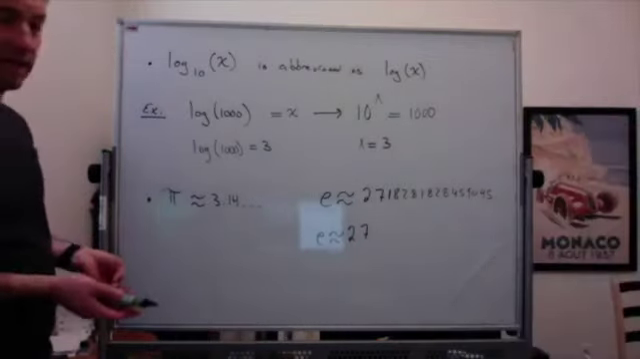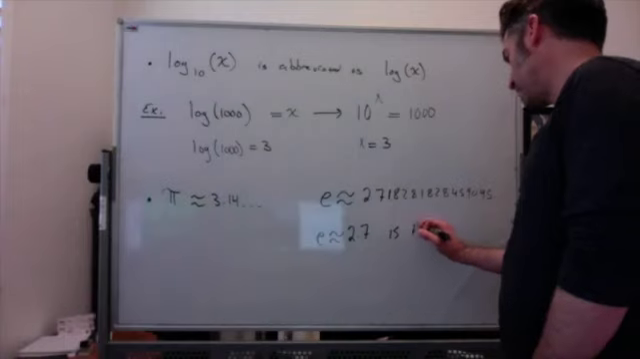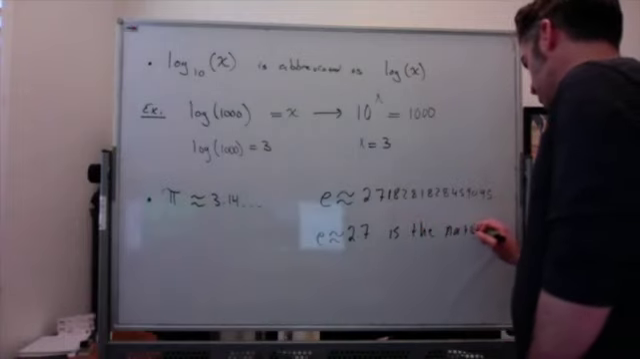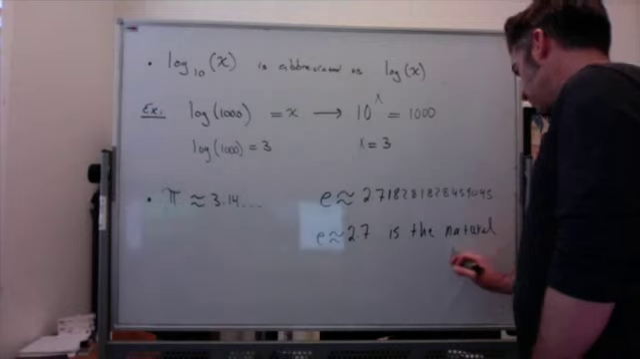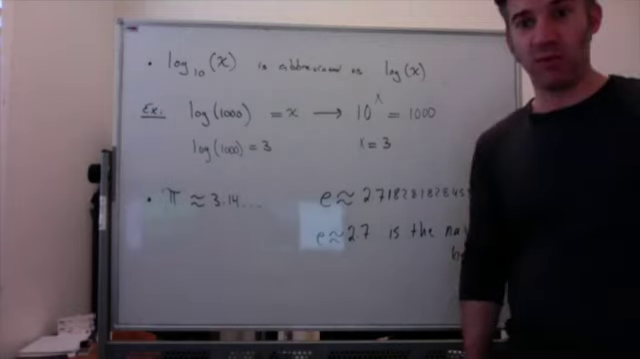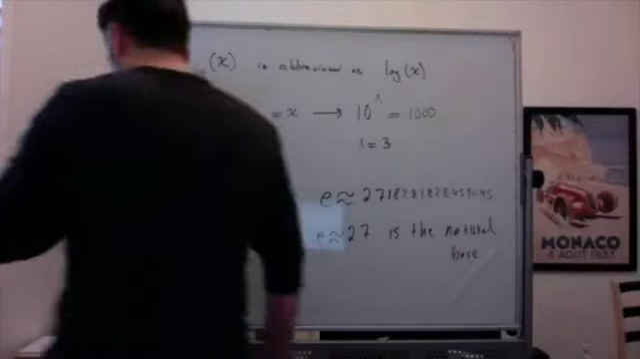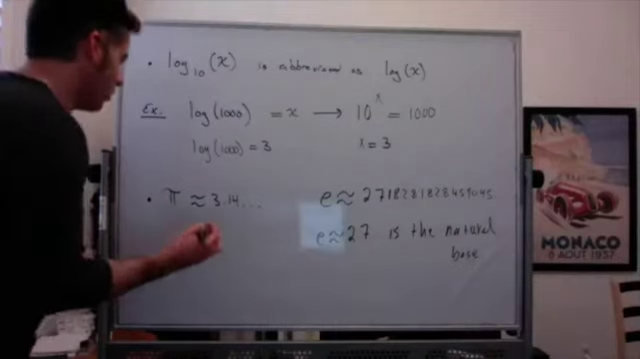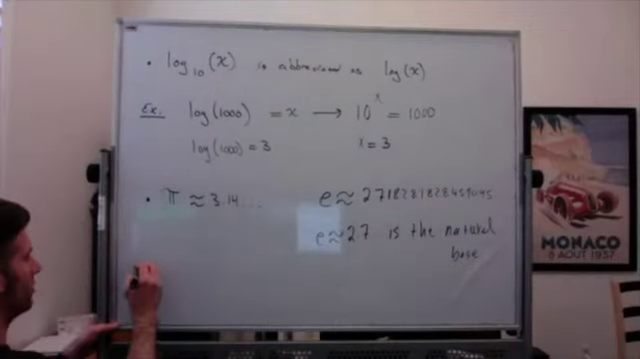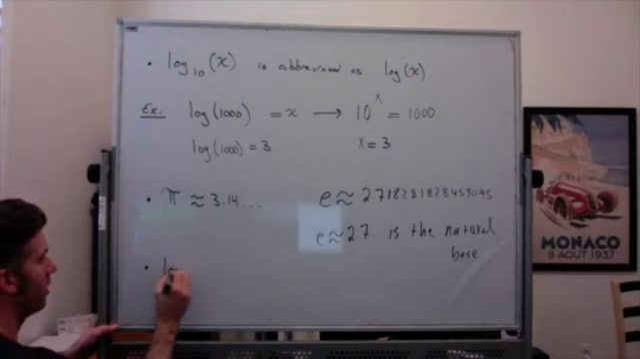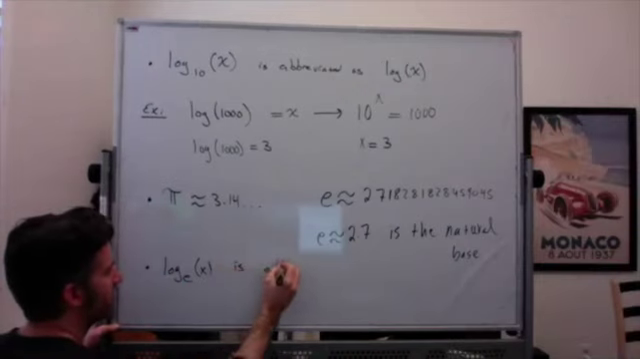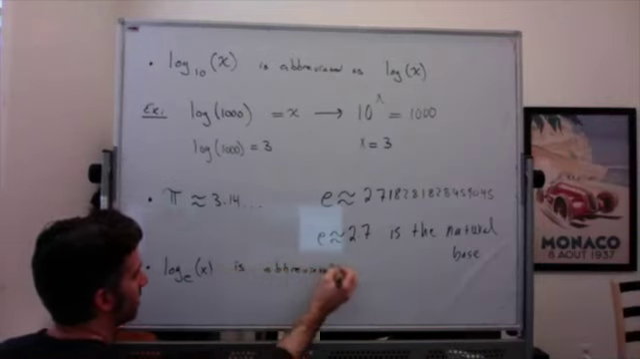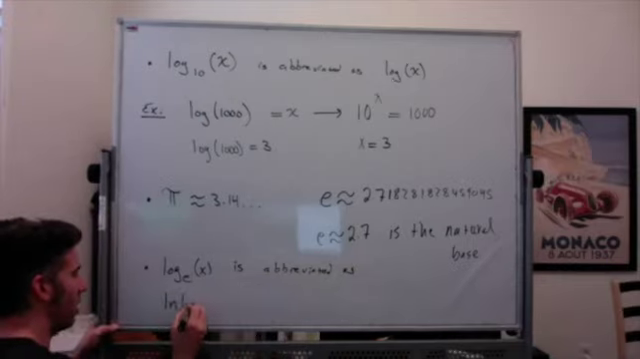And the thing about e is that it is called the natural base. So e is the natural base for reasons that will become more apparent when we take calculus. But there are lots of things very, very nice about base e compared to other bases. So it comes up so often that we don't want to write it every time. So we write log base e of x, abbreviated as the natural log of x.